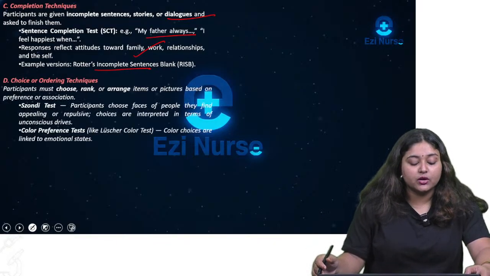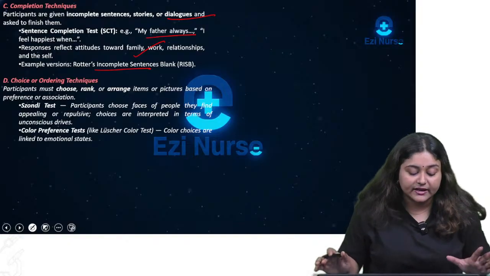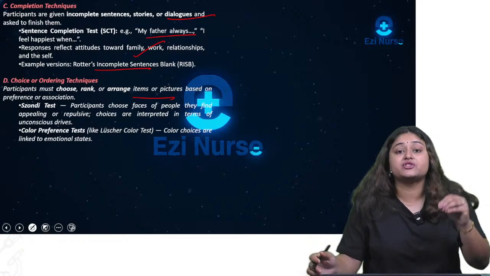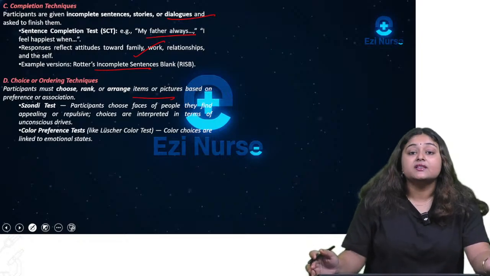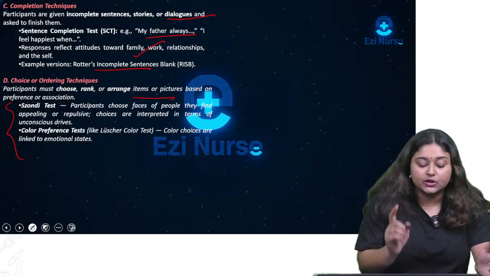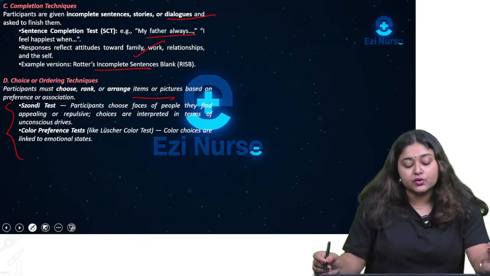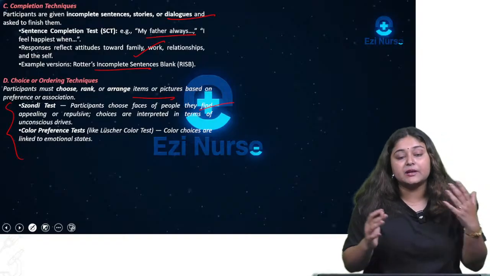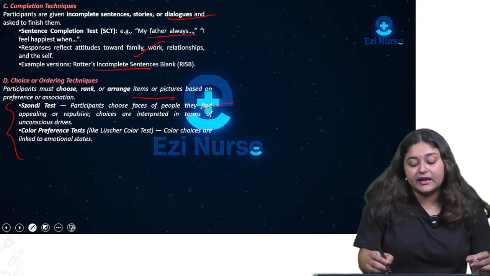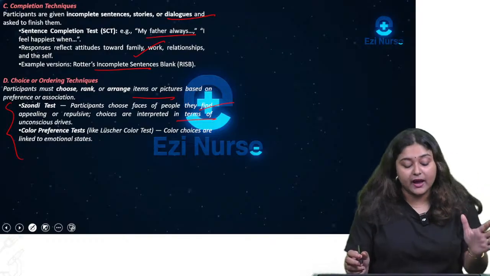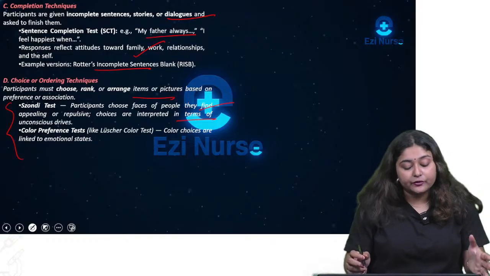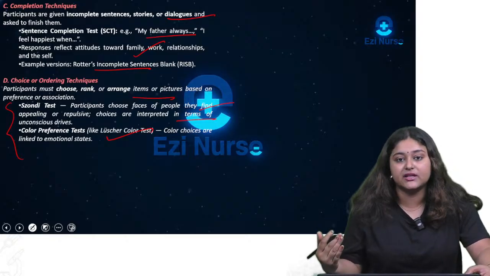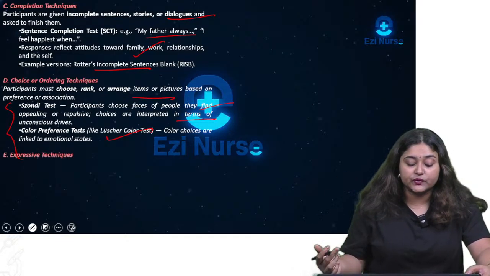Now come to the choice or ordering technique. The participant must choose or arrange items or pictures based on their preference or association. Here you can see two types. One is the Szondi test, where participants choose faces they find appealing or repulsive. The choice is interpreted in terms of the unconscious mind or unconscious drive. The other is the color preference test, like the Luscher color test. Color choice is linked to emotional state, so based on the emotion, they will choose.